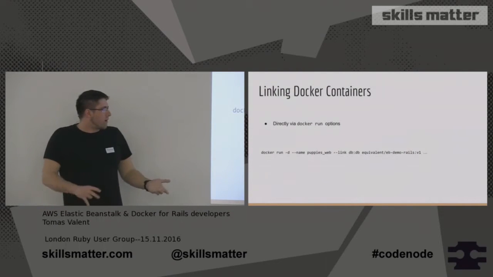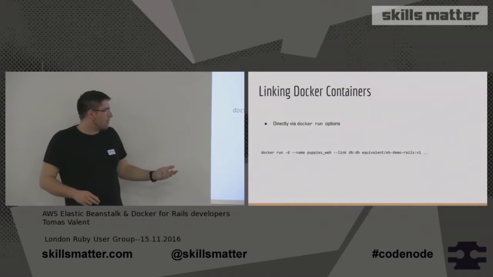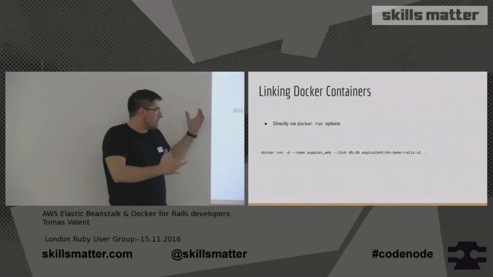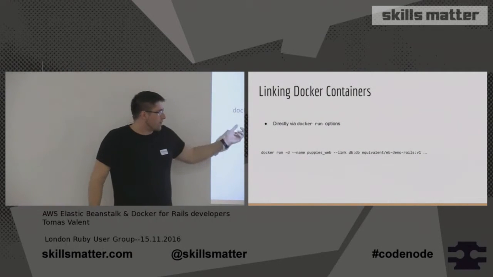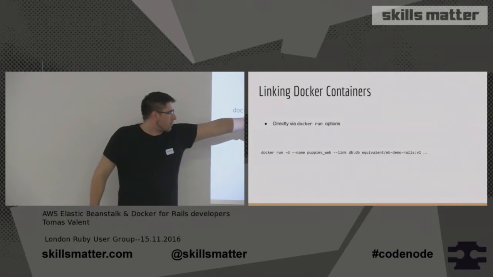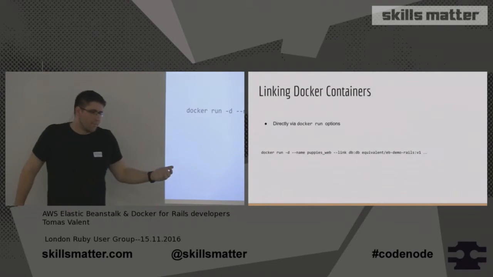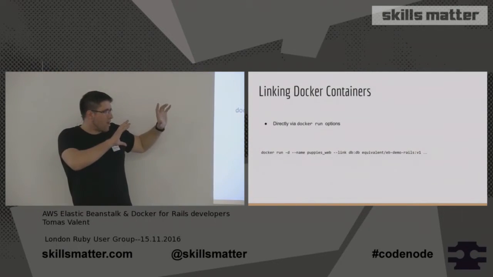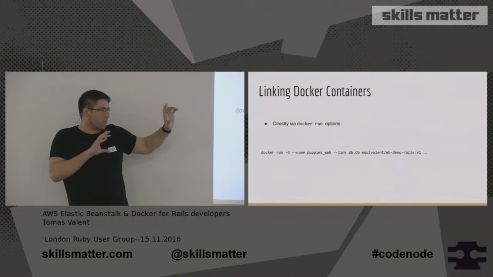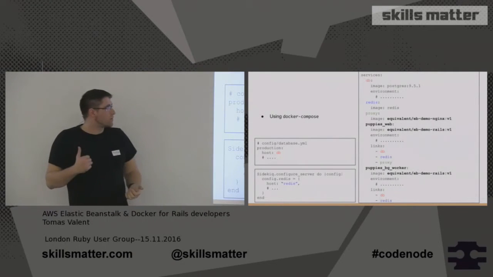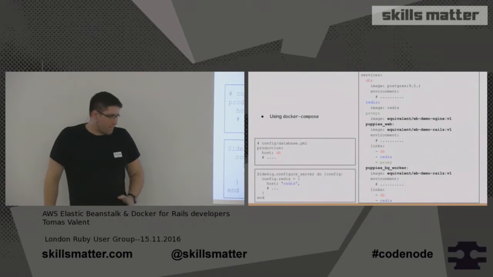Now, this could be done directly by the Docker run command, where we just say we want to instantiate a Docker container, puppies web, based from the Docker image, and then we want to link that container to the database container. Now, in reality, the command in a real-life application may get way too long. So in practice, we are using tools like Docker Compose, where the configuration is read from a YAML file, and then it's passed to the Docker run.